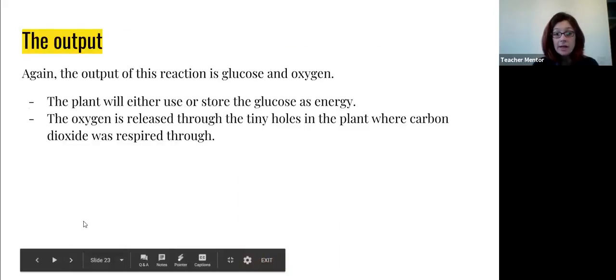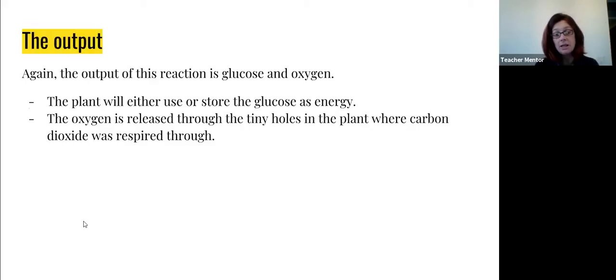The output of the reaction, again, is the glucose that the plant needs to support itself and oxygen. The plant's either going to use the glucose or the sugar right away or store it as energy. So it could use that stored energy when it is producing fruit or when it's producing its flowers. The oxygen is then released through those tiny holes in the leaves called stomata, where the carbon dioxide entered the plant. So those tiny holes are going to be useful in the quote unquote breathing of the plant.